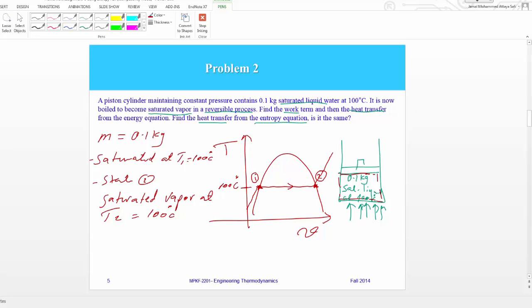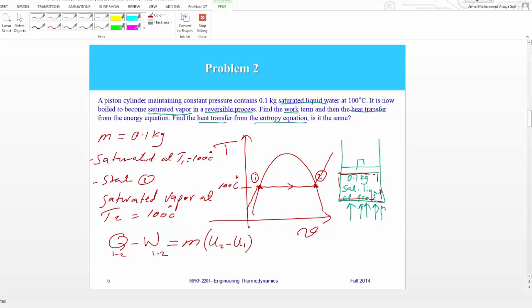So the first law of thermodynamics for a closed system: Q minus W, from 1 to 2, just to show that it's a process, is equal to the mass, since it's a constant mass, multiplied by the change in internal energy. And we know this from chapter 4 already.